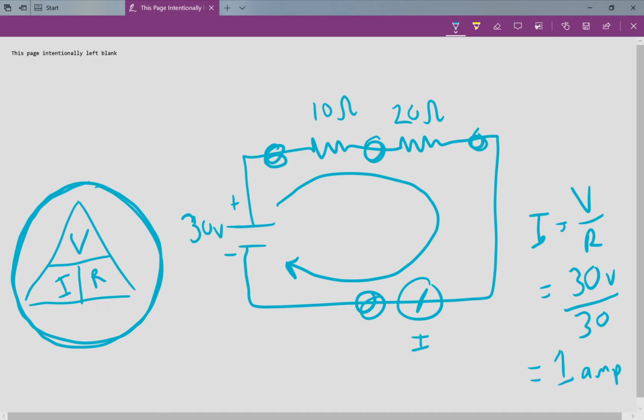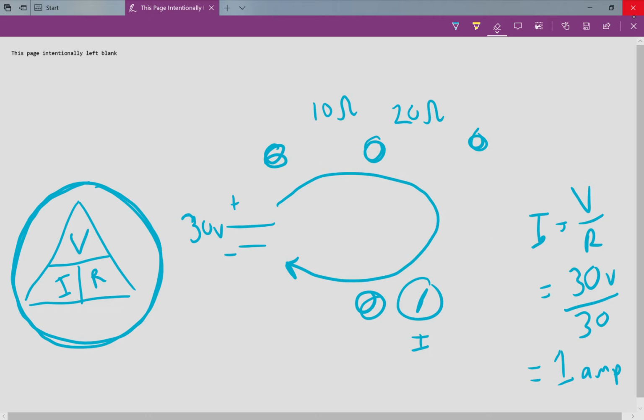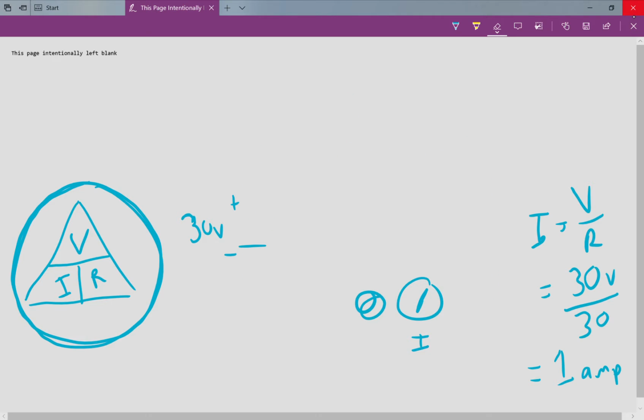Just remember that, because you will come unstuck if you think that the current changes as you move from place to place. Okay, so we'll just rub that circuit out. So that's the first thing you need to remember.